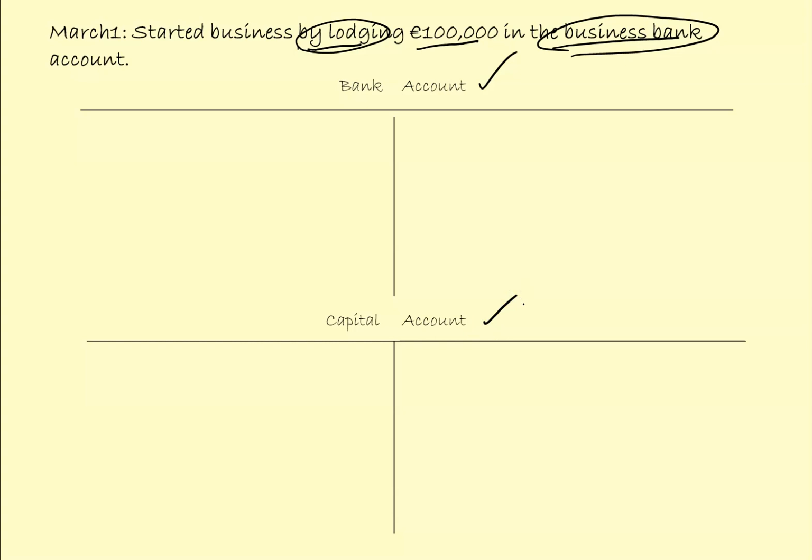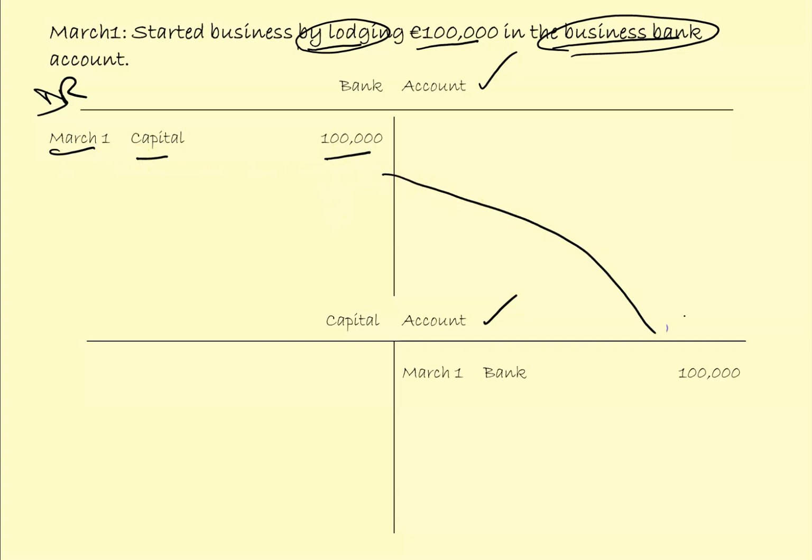Now anytime we're recording money going into the bank account, you record it on the debit side. So I'm going to debit the bank account. So I've got the date, a reference, and the amount. And then down here on the credit side, I'll have date, reference, the amount. So I've recorded 100,000 on the debit side of the bank and 100,000 on the credit side of capital.